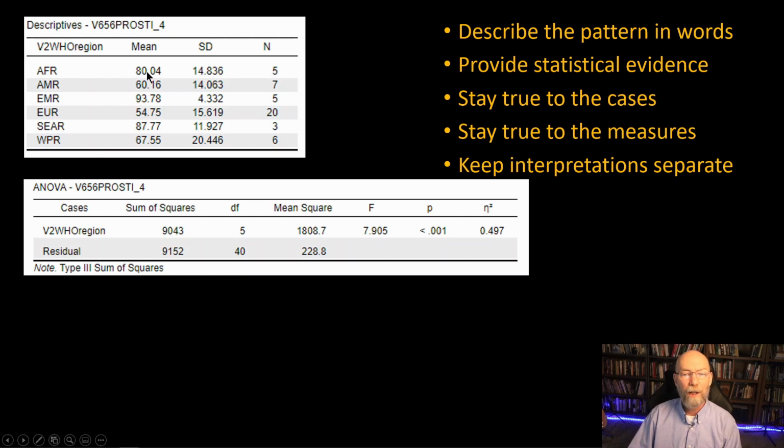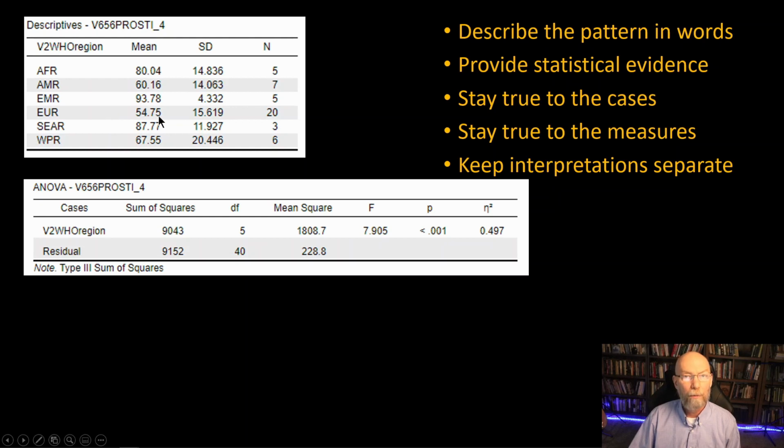So looking at the percent of the population that says prostitution is never justifiable, for African countries, the mean was 80% of the population. So we have 5 countries, and they all had different values of percent that said prostitution is never justifiable. On average, for those 5 countries, we had 80% of the people saying prostitution is never justifiable. In the Americas, it's 60% as the mean. In the Eastern Mediterranean region, it rounds to 94%.